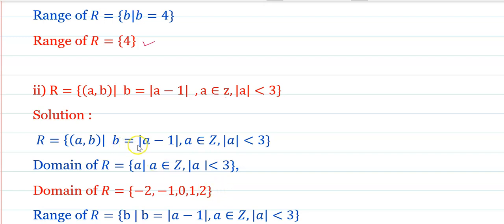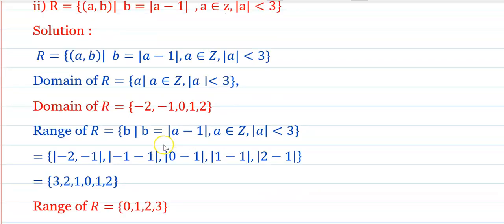So what is the range? b is equal to mod of a minus 1. That is, b is such that b is equal to mod of a minus 1, a belongs to Z and mod of a is less than 3. That is, mod of -2 minus 1, mod of -1 minus 1, mod of 0 minus 1, mod of 1 minus 1, mod of 2 minus 1. Mod of -2 minus 1 is mod of -3, which in mod becomes plus, and therefore you will get 3 here.